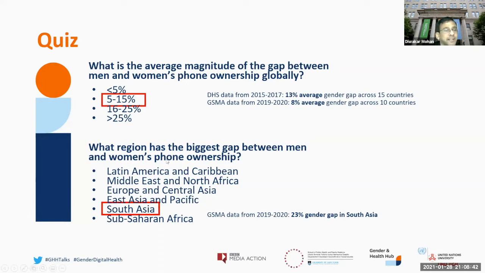The average magnitude of the gap ranges from 5 to 15%, depending upon what sources you rely on. DHS coverage data based on access shows 13% across 15 different countries, and the GSMA data based on ownership shows an average of 8% across 10 countries. I asked which region had the highest gap, and many of you had responded with South Asia, and it's about 23% out there.